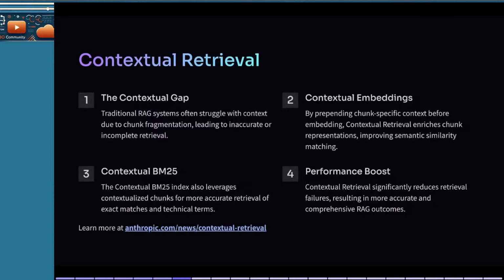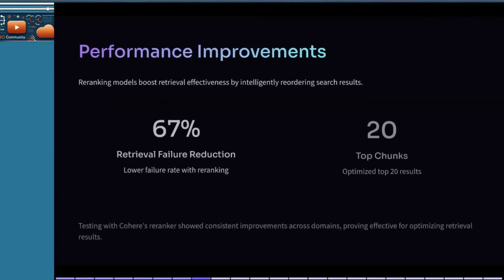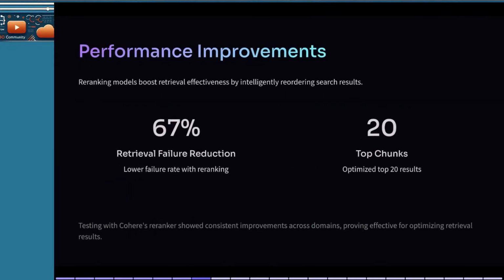So in terms of performance improvements for a method like contextual RAG, now contextual RAG is not the only kind of fancy retrieval method, but it is a good one. And this is the stuff we care about: there was a 67% retrieval failure reduction for their metrics. They looked at the top 20 chunks for this.